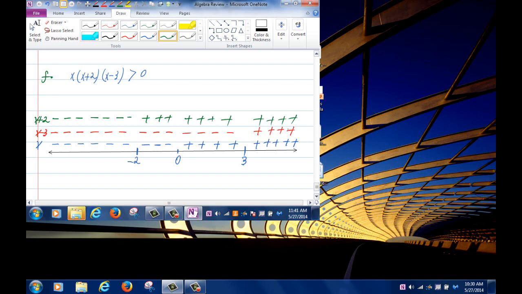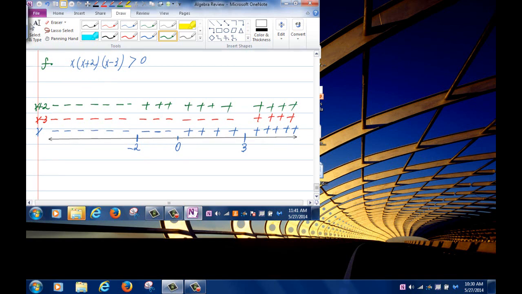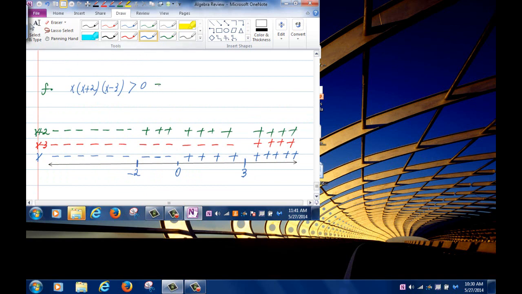Now, I want the product of these three to be positive, right? When x is to the left of negative 2, the product of these three factors is negative, negative, negative, which is negative. When x is between negative 2 and 0, the product is positive. Between 0 and 3, negative. To the right of 3, positive. I want the product to be positive, so either x is between negative 2 and 0, or x is greater than 3. Everybody's okay? And how do I write the answer in interval notation?